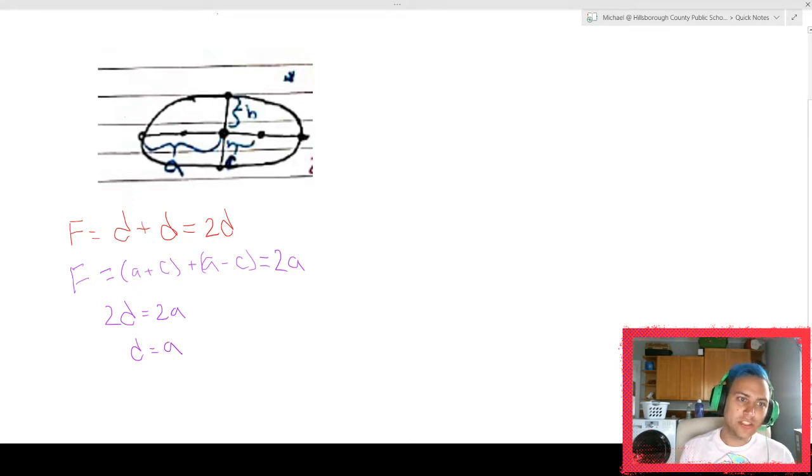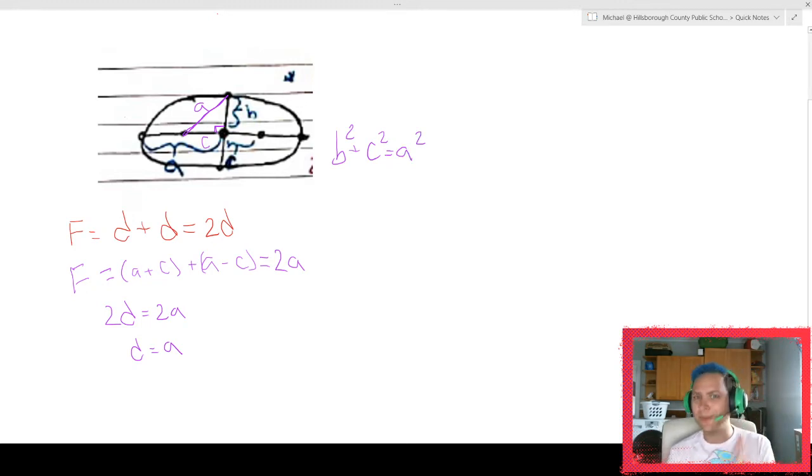Since we can now justify that this length right here, which we said was D, is also A, what I know then is that this right triangle right here, we have B, C, and A. So B squared plus C squared equals A squared. But hold on, that doesn't make sense, right? It's A squared plus B squared equals C squared.